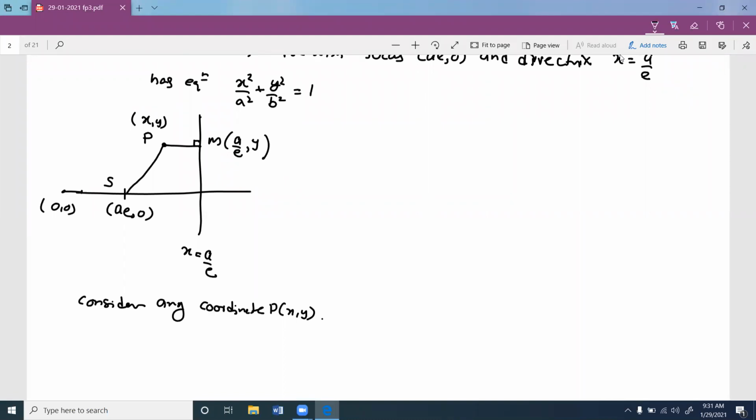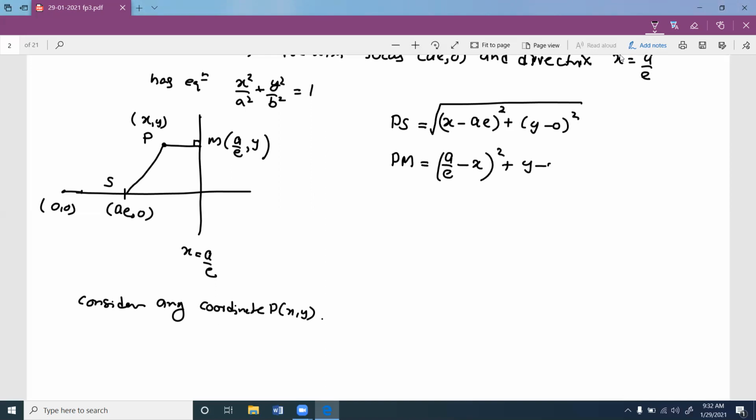Initially, I try to get the length of PS. PS is the square root of (x minus ae) whole squared plus (y minus 0) whole squared. For PM, the y coordinate is the same thing, and the x coordinate is a over e, so PM is the square root of (a over e minus x) squared plus (y minus y) squared. So we can get the lengths of PS and PM like this.